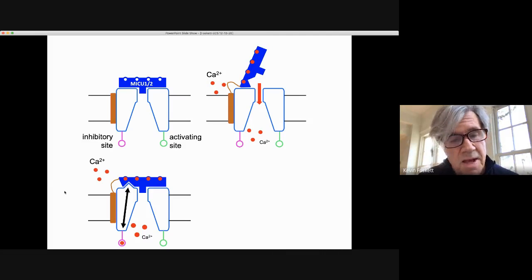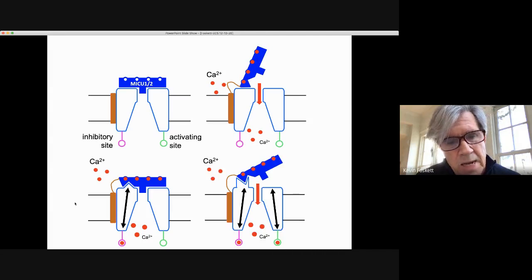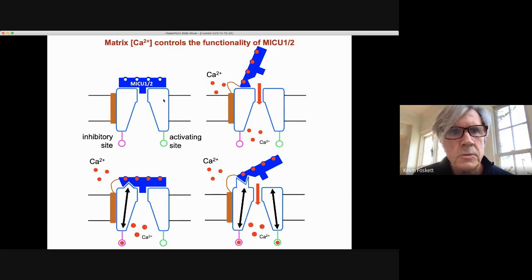And we would suggest that this implies that there is a conformational change in MCU that enables the calcium-bound MICU1, MICU2 to interact with the channel. And then when calcium concentration gets somewhat higher, the lower affinity activating site can be liganded, and then there must be a different conformational change, or it relaxes back to the same conformation in which the calcium liganded MICU1, MICU2 is no longer able to inhibit the channel. So matrix calcium controls the functionality of MICU1, MICU2.